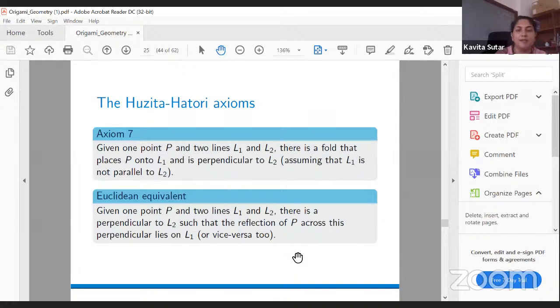So these were just the axioms. Now it has been shown that these 7 axioms are actually a complete set of axioms, so that there cannot be any more. It requires some understanding of logic to see what it means to have a complete set, but for now, it is enough to know that there cannot be any more axioms added to these. So we have a complete set of axioms for origami.